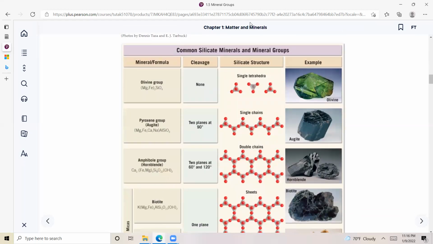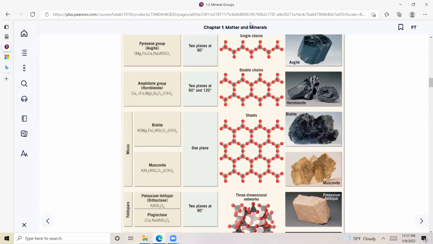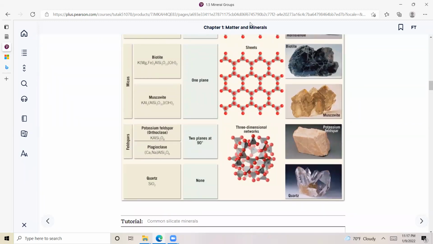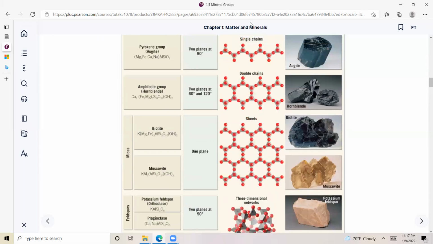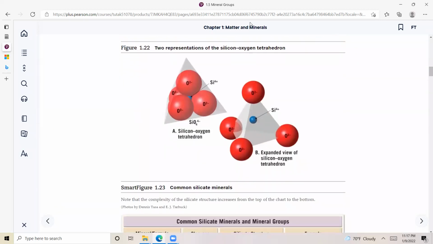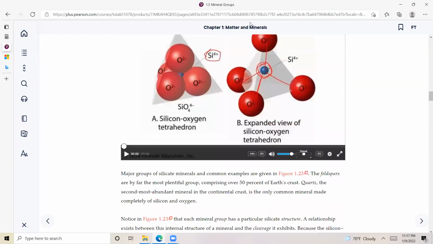For instance, the olivine group will have a single tetrahedra. Pyroxene will have single chain tetrahedra. Biotite and muscovite will have a sheet kind of structural form, but they all contain silica and oxygen in their chemical composition. That's why we call them silicon oxygen.